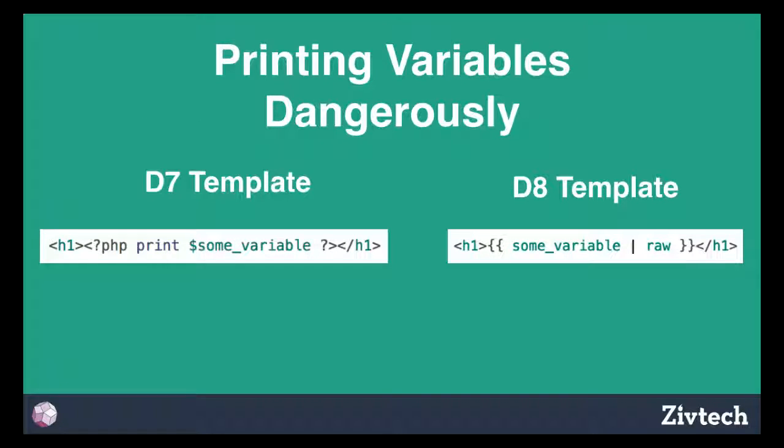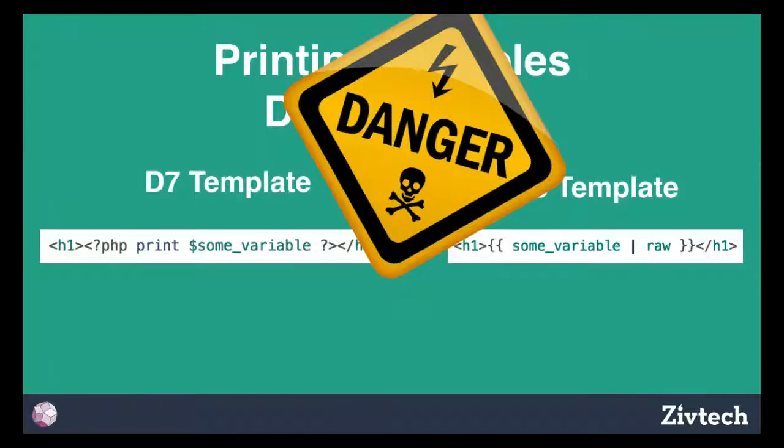But what if I want to print something dangerously? Well, in Drupal 7, that was the default. If you just weren't thinking for a minute, that's what it would do. Hack your site. Here, you have to pipe it to raw. I think we probably should have called that raw, dangerous, don't do this, what are you doing, stop. But it's raw instead. But don't do that.